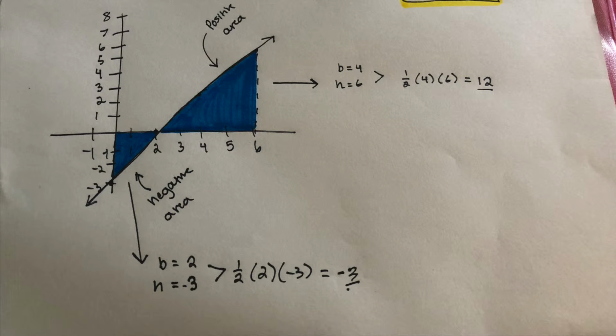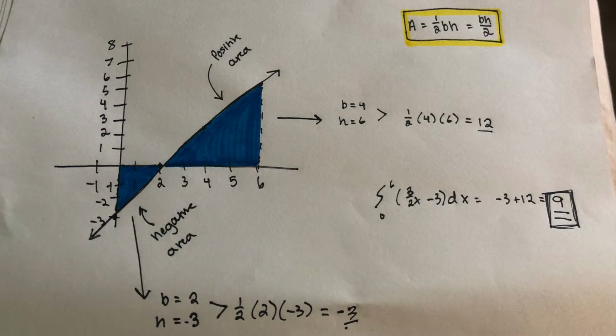Now we will find the area of the smaller triangle. We can see the base is 2 and the height is negative 3. 1/2 times 2 times negative 3 is negative 3. Now all we have to do is add the areas of both triangles together to find the answer to our definite integral. So negative 3 plus 12 is equal to 9 for the total area, which is our answer.